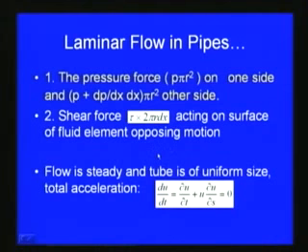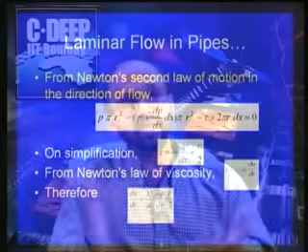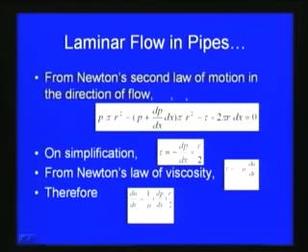Now, as we have already assumed the flow is steady and the tube is of uniform size, the total acceleration is equal to 0. So, we can write du by dt is equal to del u by del t plus u into del u by del s is equal to 0. So, the total acceleration is equal to 0. Newton's second law states force is equal to mass into acceleration. As per our assumption, acceleration is equal to 0, so we can equate the total forces to 0.